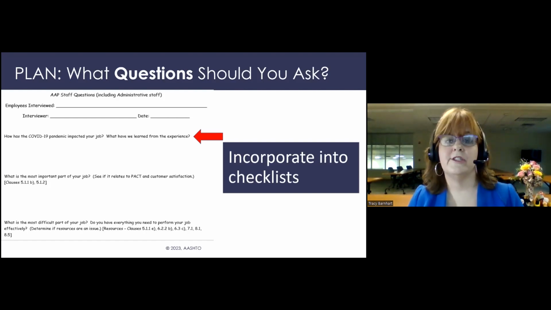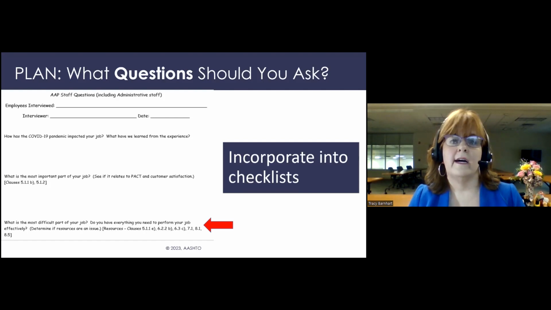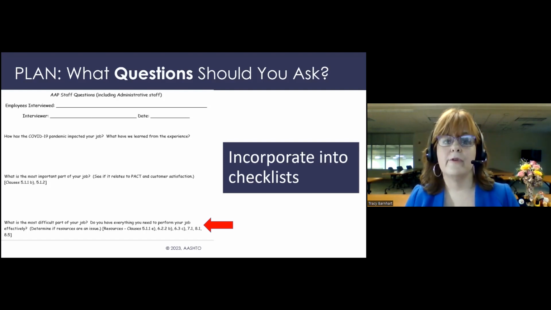So this is a checklist of questions that I prepared for an accreditation program audit. During COVID, most of us were working full-time from home for 2 years. And one of the questions I asked is, how has the COVID pandemic impacted your job? What have we learned from that experience? Here I can uncover strengths and weaknesses that we might have in our organization. I often ask this question as well: what's the most difficult part of your job? This can lead to issues with inadequate resources or maybe training gaps, things of that nature. Again, we're trying to identify improvement opportunities. And by talking to people about these things, you can do that.